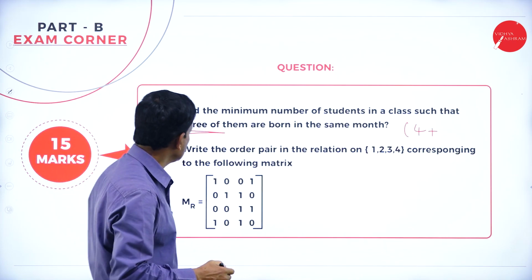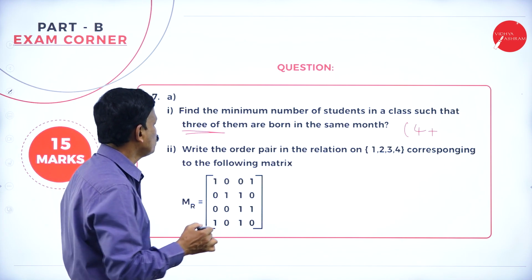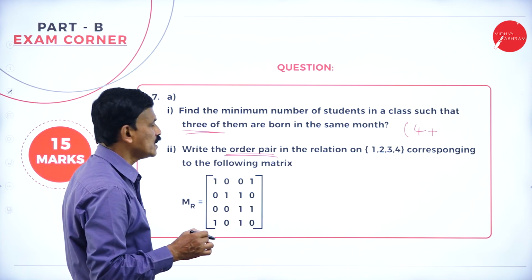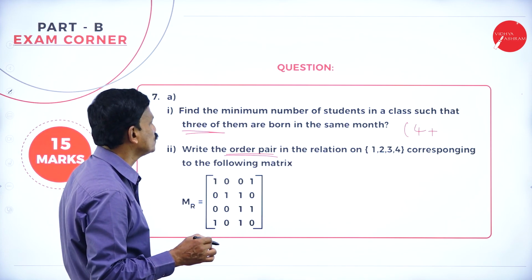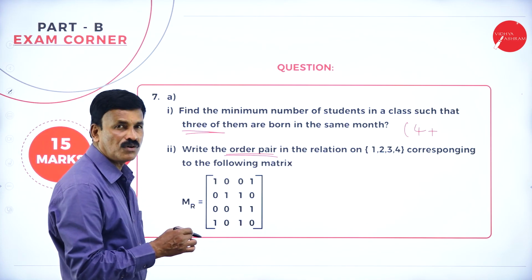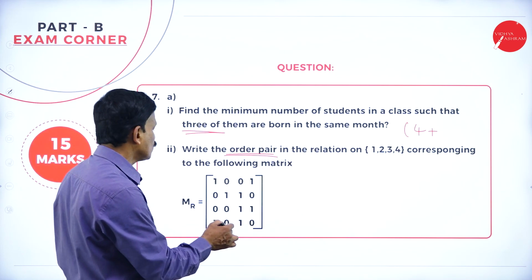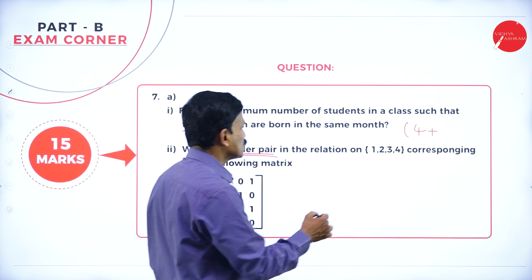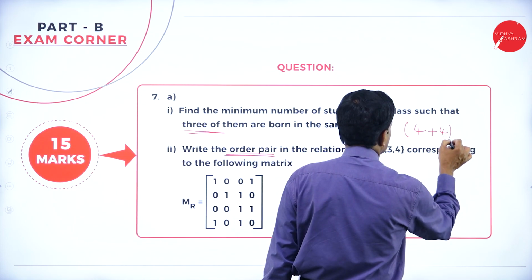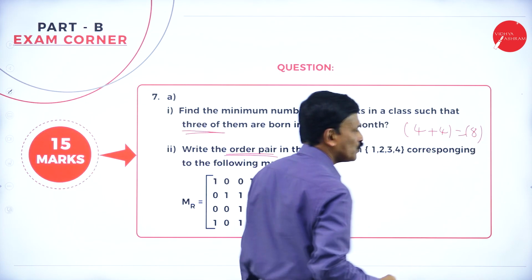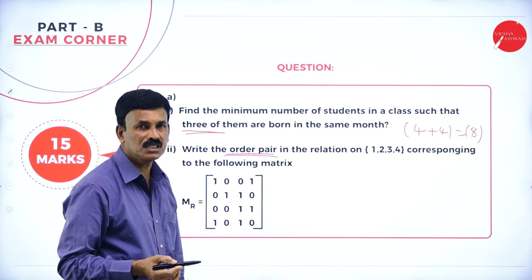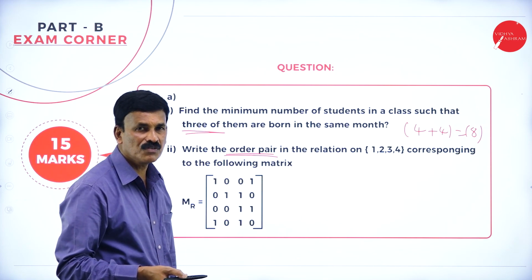And the second question is: write the ordered pair. What is to be written is the ordered pair of the relation on the set 1, 2, 3, 4 corresponding to the following matrix. The matrix form is given. We have to write the ordered pair for this given matrix of 4 rows and 4 columns. For this also 4 marks, 4 plus 4 is 8. So the first question carries 8 marks and the second question is 7 marks. 8 plus 7 is 15 marks.